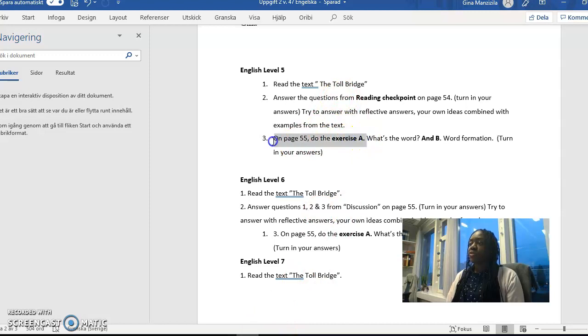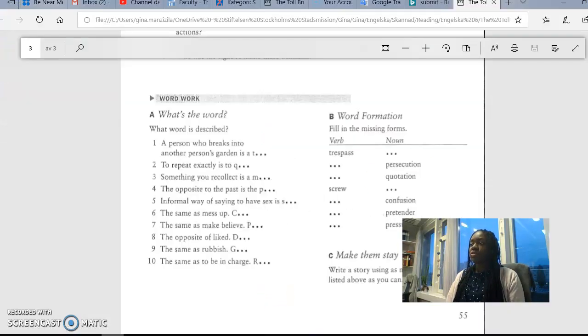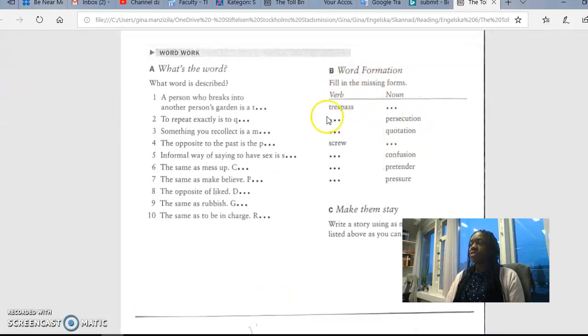So that's the first part for the third thing to do. And then, as you see, the second thing you need to do is word formation, which is the grammar here, this one. So basically, when it comes to the verb, they want you to fill in the missing forms. The first word is trespass. Then you need to write what it is as a noun, and then you just fill out the rest of the missing words.